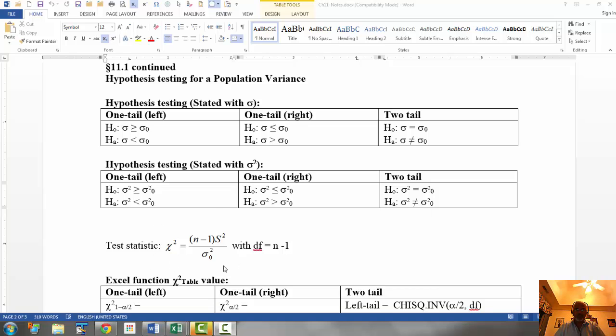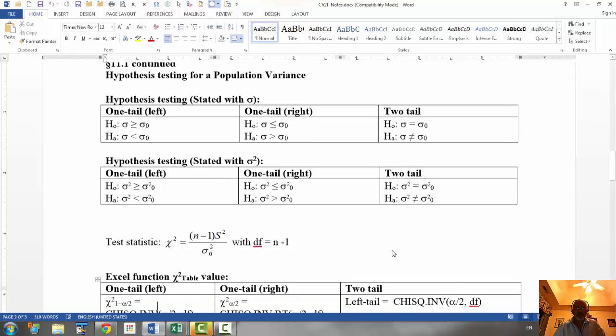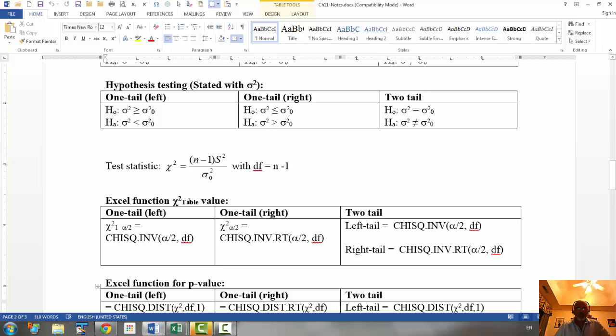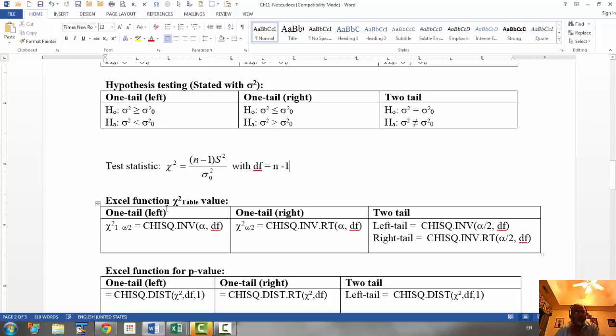And the test statistic that we will use is this, and we can conduct the test using the chi-square table value, in which case the chi-square table value for the first left side tail test would be the left side chi-squared table value. So we will use chi-squared.inv. So chi-squared table value for the left side table value, we'll use chi-squared.inv, and alpha, because it is one tail, we shouldn't divide by 2, degrees of freedom. For the right side, we have another function called chi-squared.inv.rt, and once again alpha, degrees of freedom.